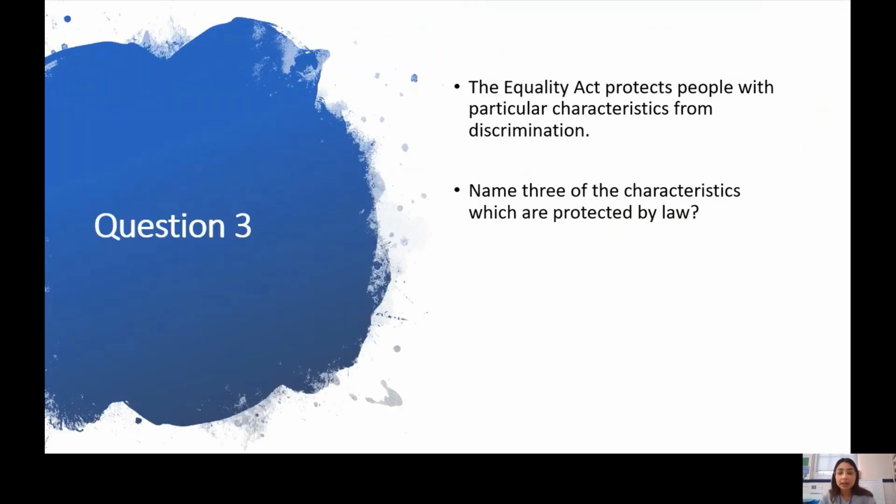Question 3. The Equality Act protects people with particular characteristics from discrimination. Name 3 of the characteristics which are protected by law. Try to think of the characteristics that I spoke about earlier, for example, I can give you one such as gender, if that helps.